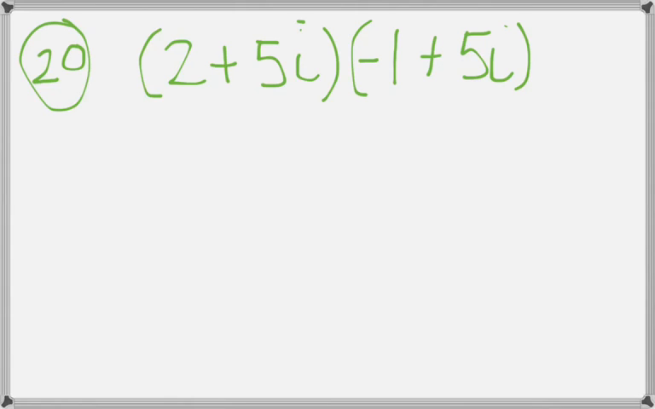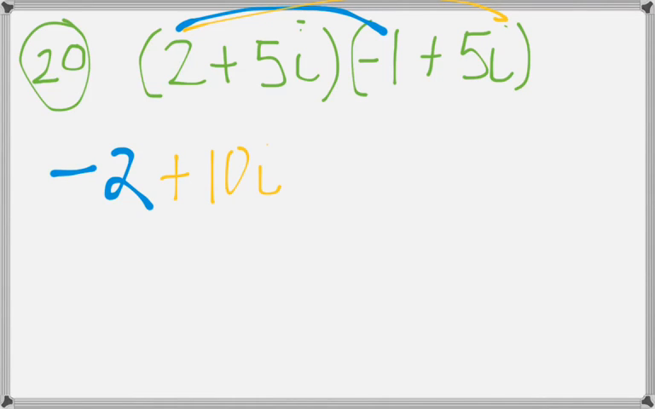If you forget how to use your calculator, though, this is just foiling using the box method, whatever you prefer to do. That's going to be a negative 2. And then I've got a positive 10i. Then I've got a negative 5i. And finally, I have a positive 25i squared.